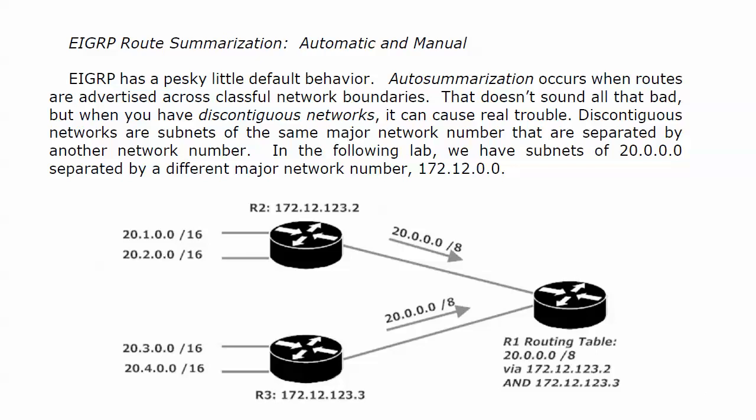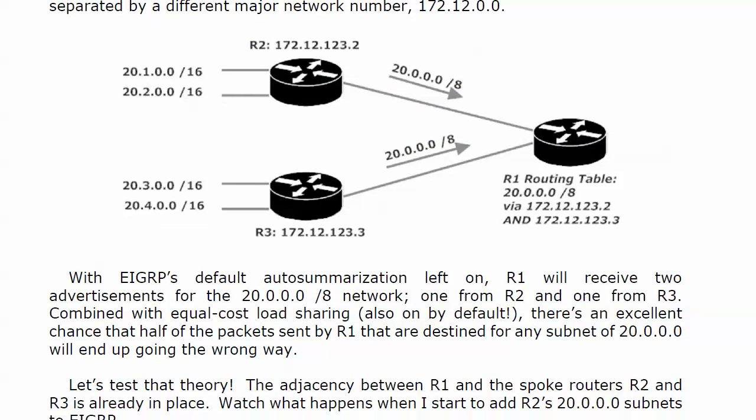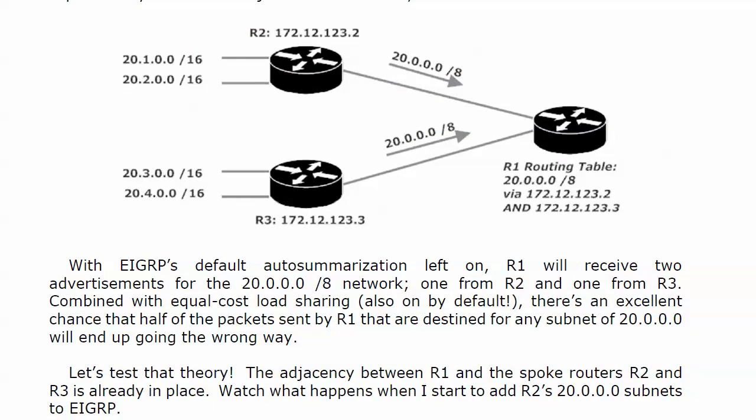All a discontiguous network is, is subnets of the same major network number that are separated by another network number, again, like what we have here. We have subnets of the major network number 20.0.0.0 separated by a different major network number, 172.12.0.0. It doesn't really look all that bad, but what you end up with is a real issue because of equal cost load sharing, which is also on by default. With EIGRP's default auto-summarization left on, router 1 in this case is going to get two advertisements for the 20.0.0.0/8 network. It's going to get one from router 2, it's going to get one from router 3.